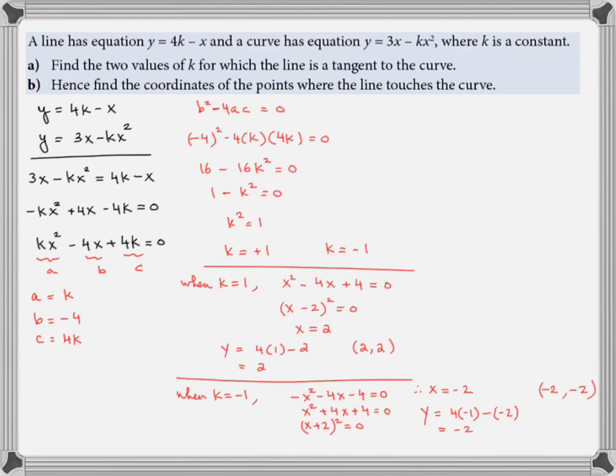Now the new additional thing which they're asking is that, hence find the coordinates of the point where the line touches the curve. Now we know that we obtain two values of k. One is positive 1, the other one is negative 1. When k is positive 1, you plug in that equation and that equation simplifies to (x minus 2) whole squared. And you already know for sure that since it's a tangent, you would end up with one answer. So the answer is x equals 2 and the corresponding value of y is also 2. When k is equal to minus 1, you get another set of points.